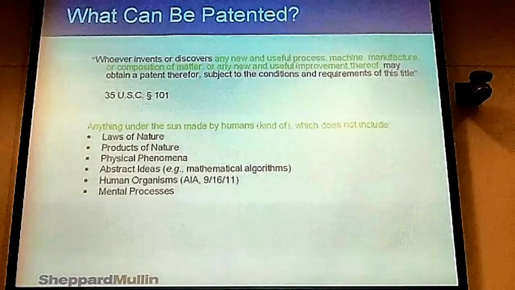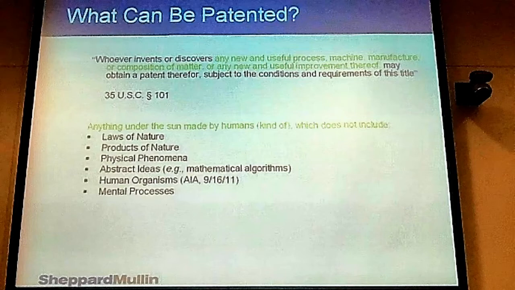So what can be patented? Just about anything. Whoever invents or discovers any new or useful process, machine, manufacture, or composition of matter, or any new or useful improvement thereof, may obtain a patent. And this includes just about anything you can think of except for this little list of exceptions here.